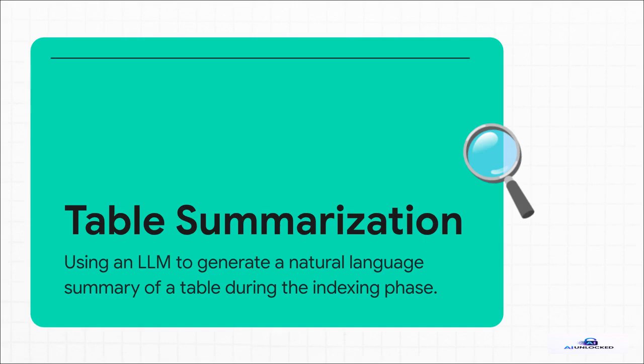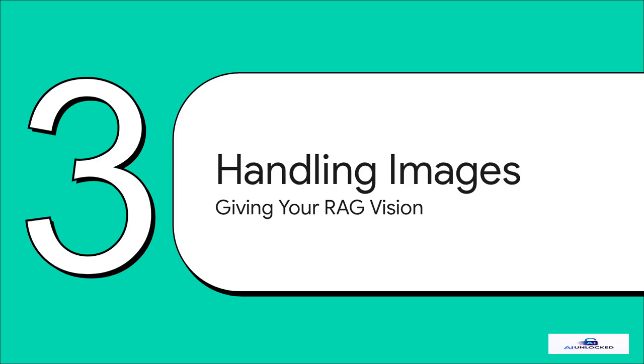That summary then becomes searchable, helping the RAG system find the right table, which it can then analyze in full detail to get a precise answer. It's super powerful. All right, we've wrangled our tables. Now let's give our RAG system a pair of eyes as we dive into making images seen and heard.